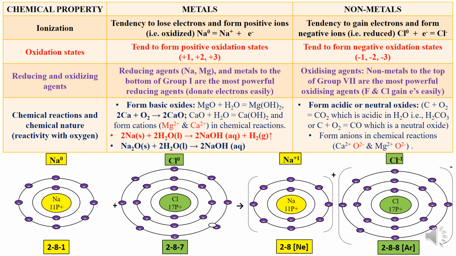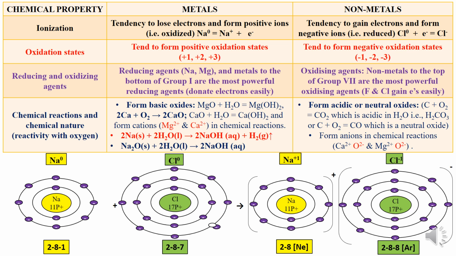Now moving on to the next important property, reducing and oxidizing property. Metals are used as reducing agents. Why is that? Because metals can donate electrons easily. What about non-metals? Non-metals are used as oxidizing agents. Why is that? Because non-metals gain electrons easily.